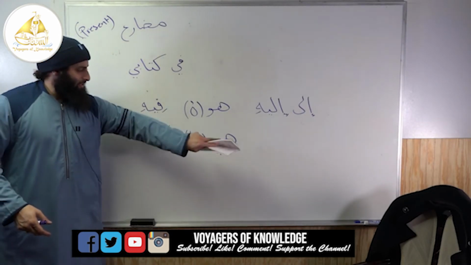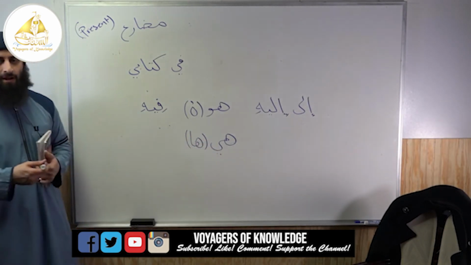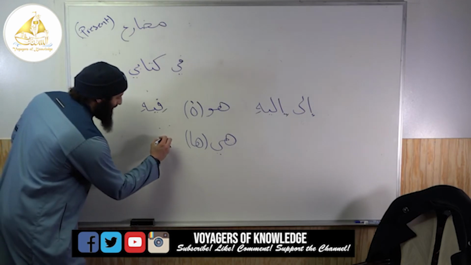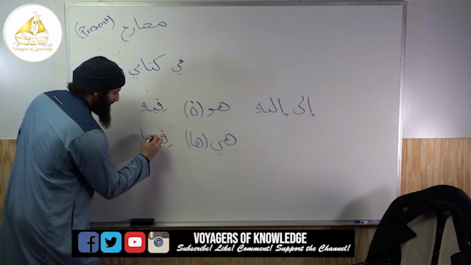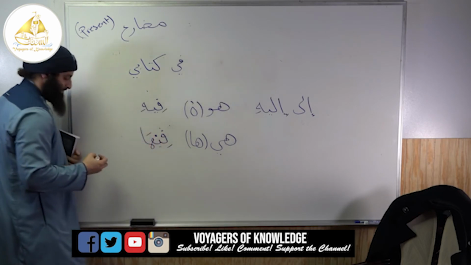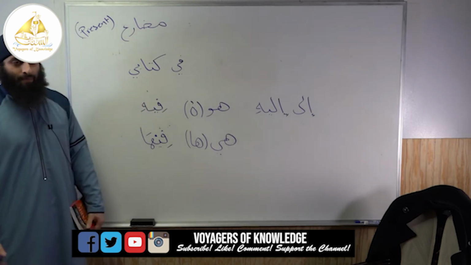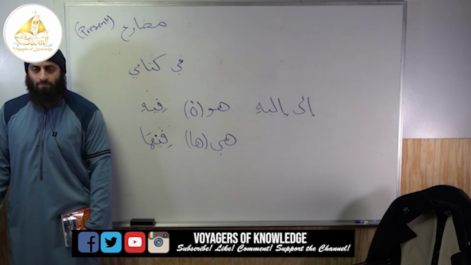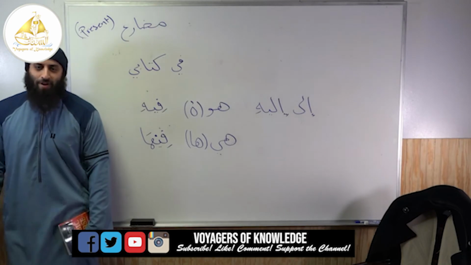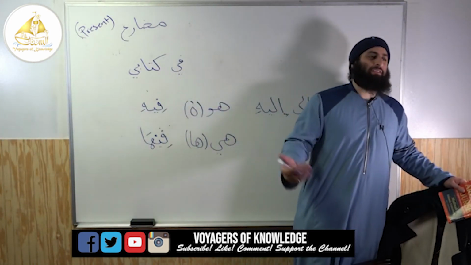Now, hiya means her, or it means it, feminine object. So you're going to say fiha. That didn't change. And with ila, it would be ilayha. You say ilayha, alayha.